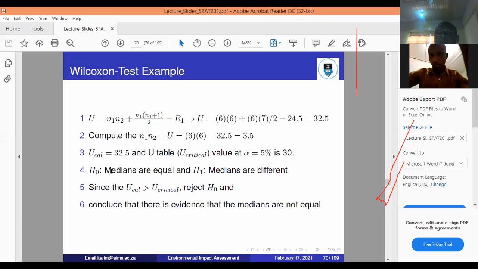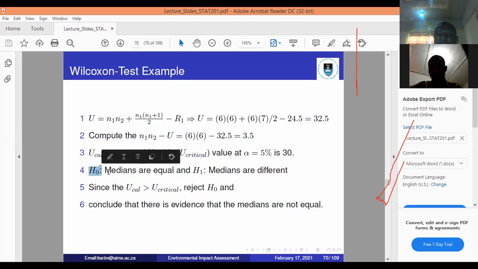Now, our hypothesis, what are we seeking to do? We want to check whether the medians are equal. So we have our null hypothesis, and this is saying that the median weights from the male and female Jupyter trees are equal. They are the same. And then the alternative hypothesis is saying that the medians are different.